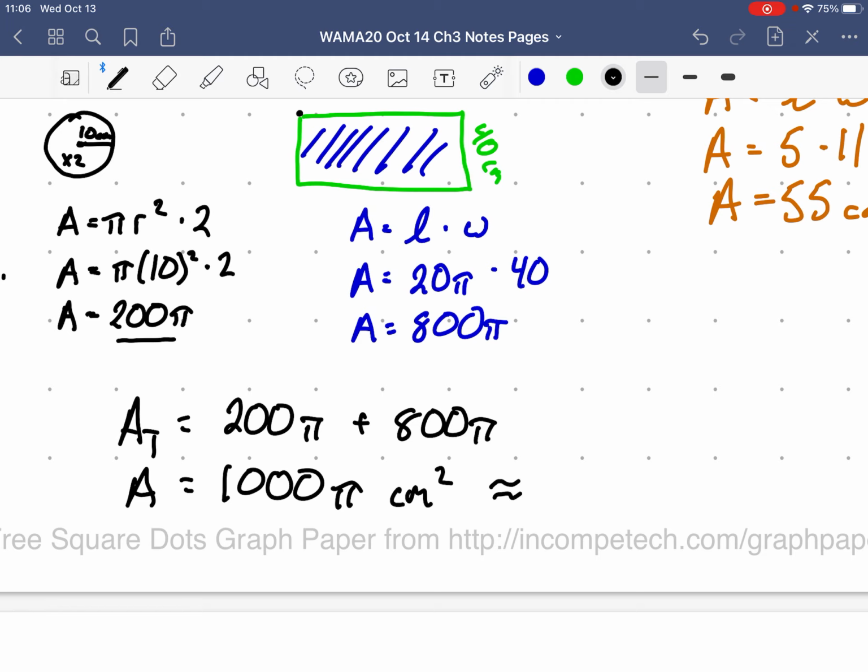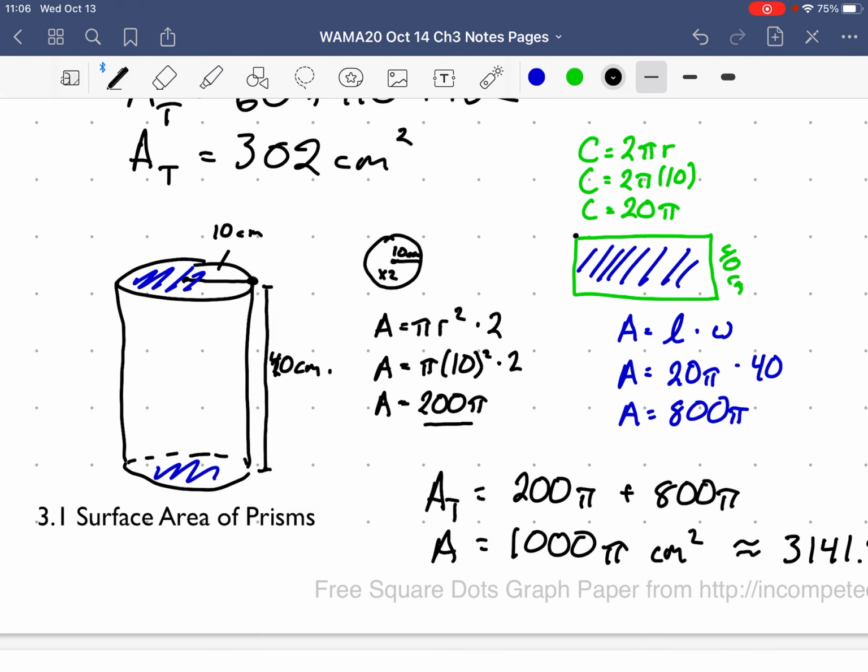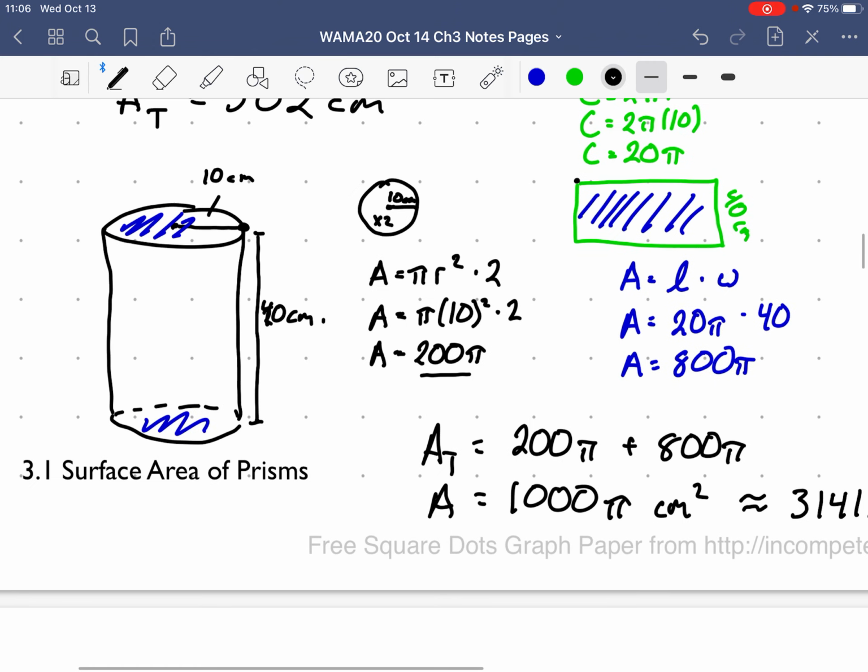Now 1,000 times pi is approximately, it's 3.141, so 3,141.9 centimeters squared. So that's how you figure out the area, the surface area of a cylinder.